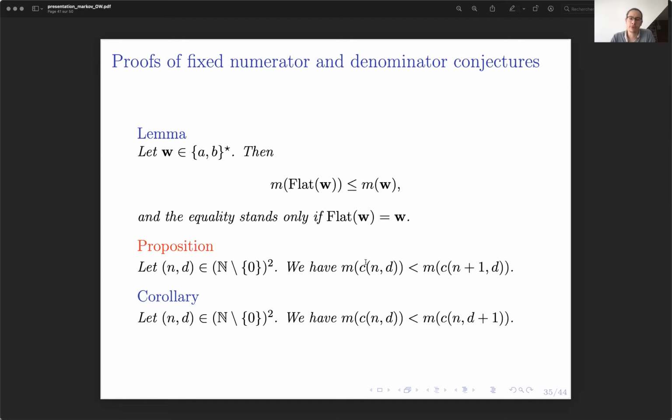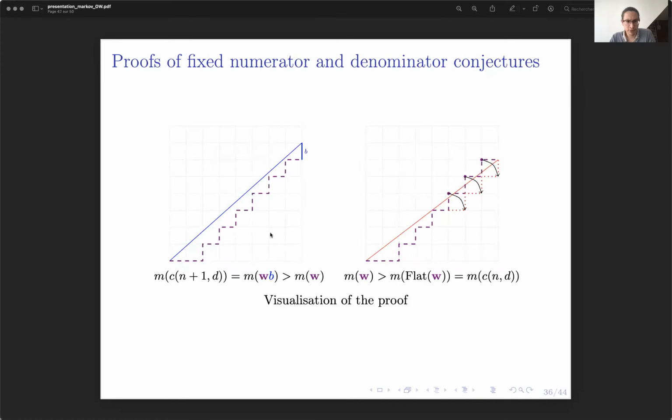With that, we can prove our first conjecture. And the idea of the proof is this one. If you have a word, which is the purple and blue one, the M value of this is greater than the M value of only the purple part. And the M value of the purple part is greater than the M value of the flattening of this part, which is the M value of the Christoffel path ND. And for the fixed denominator conjecture, we use some symmetry arguments in order to obtain the proof.